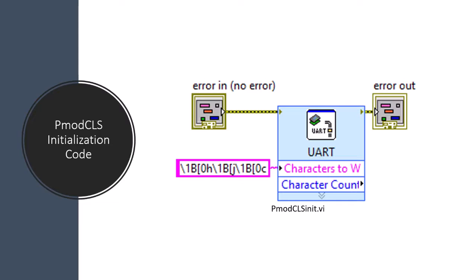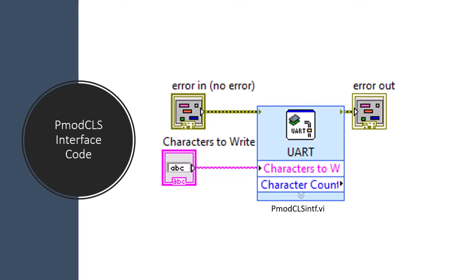and the cursor will not be visible. Only the instruction to clear the screen and home the cursor will be repeated for every message sent to the display. PMOD CLS interface VI is identical to the initialization VI with the exception that the input to UART varies. This VI does not include the instruction to clear the display and home the cursor as it is included in higher level VIs.